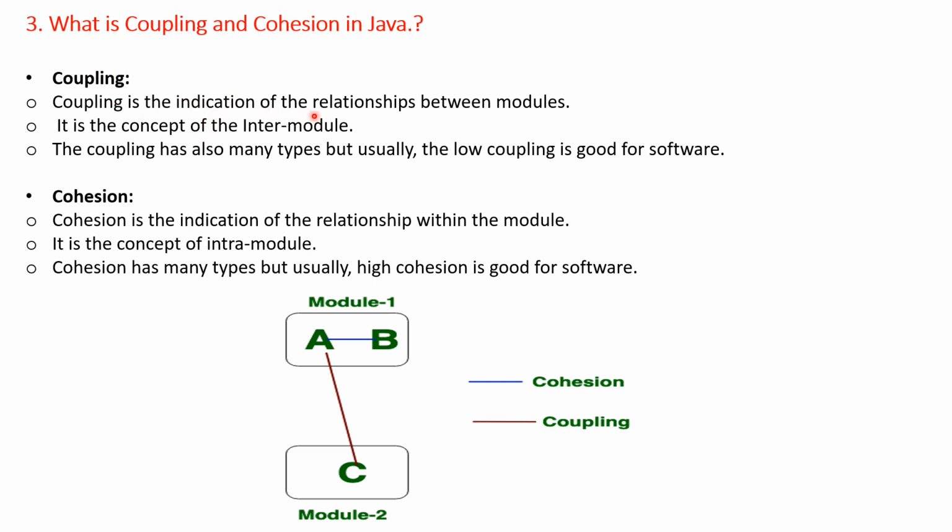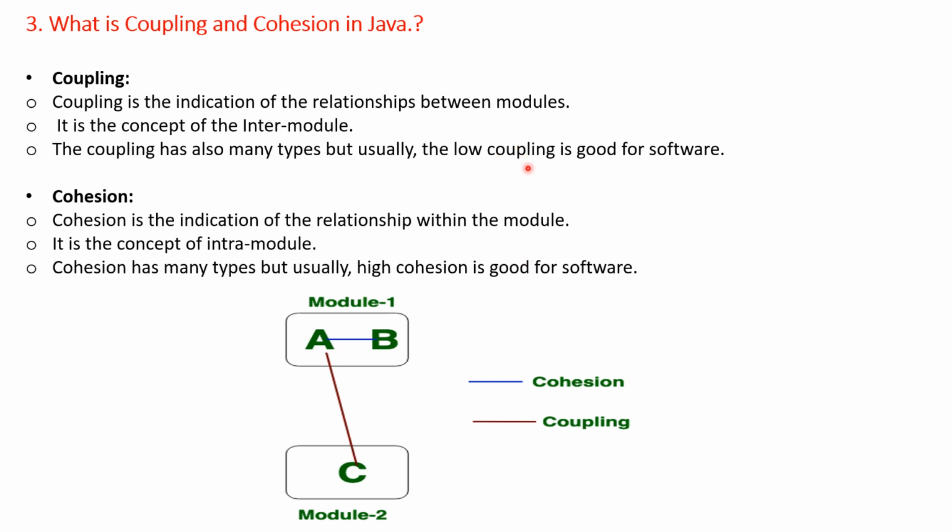Coupling is a relationship between the modules. It is an indication of the relationship between the modules. It is the concept of intermodule, and coupling has many types, but usually low coupling is good for software, and high cohesion is good for software. So these are two more important questions the interviewer can ask.